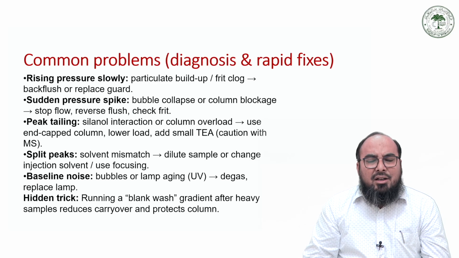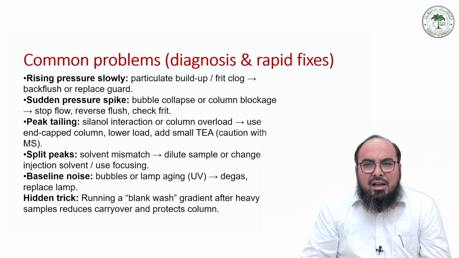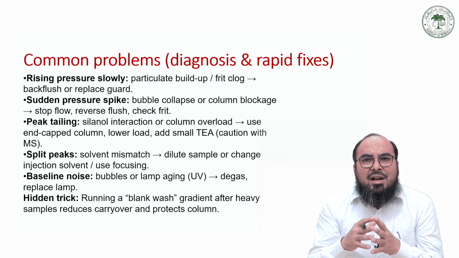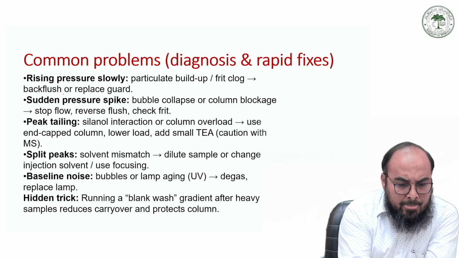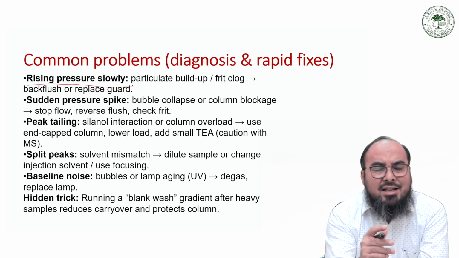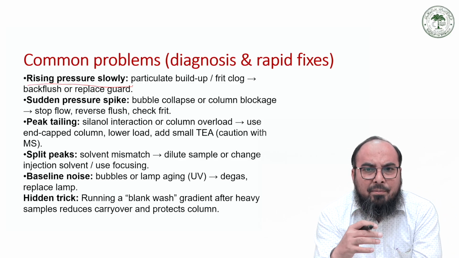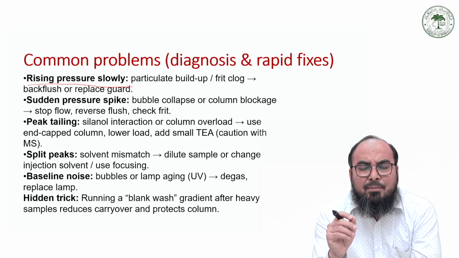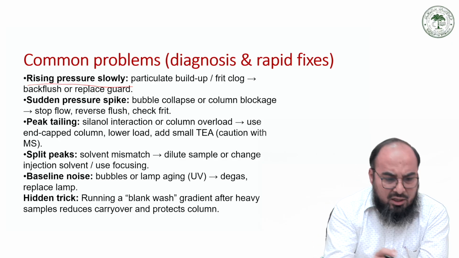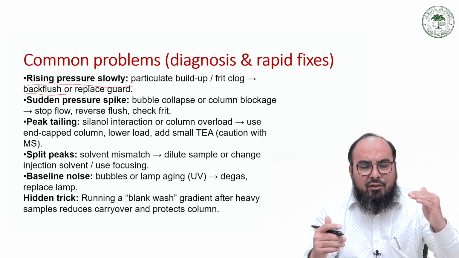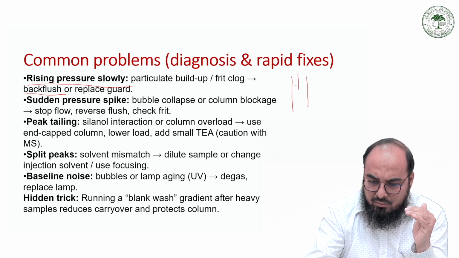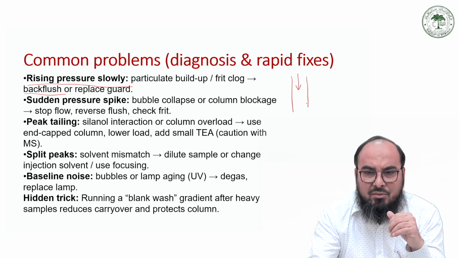Now, there are certain issues which come up with columns, and how we can resolve those issues we have summarized in this slide. For example, if the pressure is rising slowly, if the back pressure is building up, then what are the key points we have to look at to resolve this rising pressure? We have to back flush it. For example, a column, the mobile phase is passing from this to this.